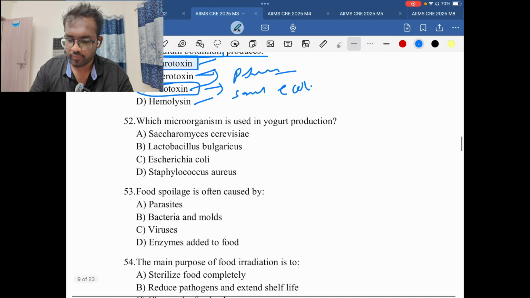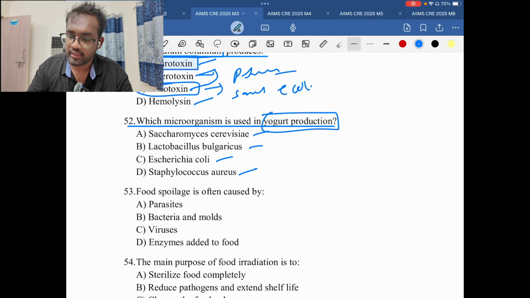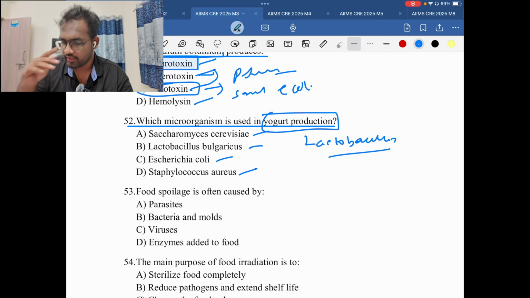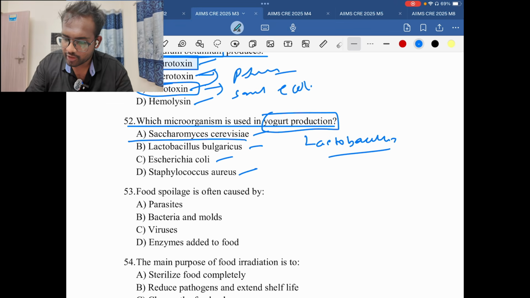Question number 52. Which microorganism is used in yogurt production? Saccharomyces cerevisiae, Lactobacillus bulgaricus, Escherichia coli, Staphylococcus aureus. So here in yogurt production, usually the bacteria involved is Lactobacillus. So it is very basic. We have studied from school that yogurt is produced with the help of Lactobacillus bacteria. So the answer will be B, Lactobacillus bulgaricus.